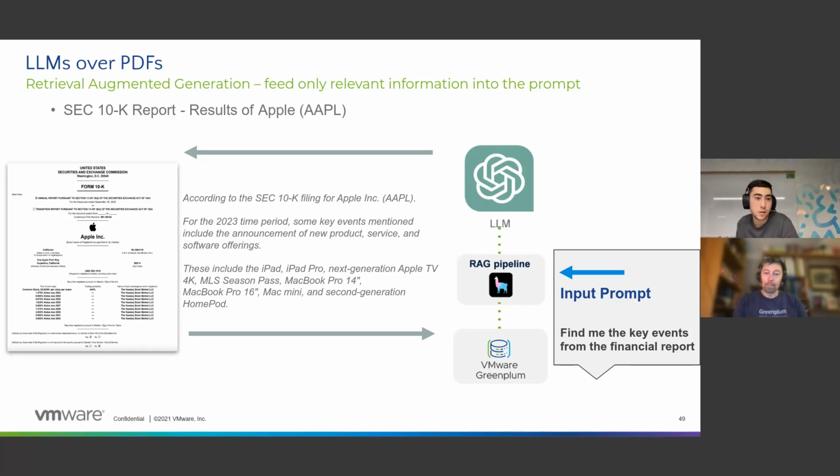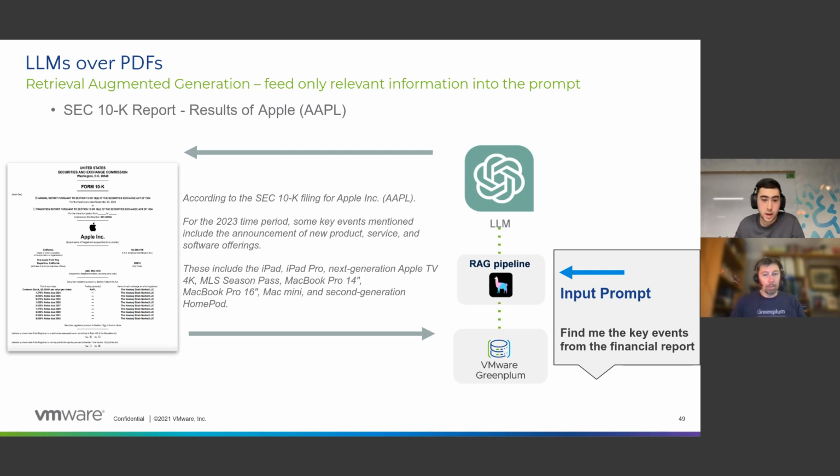As we can see here, we have this Apple financial report of 2023, and I have a question here. I'm saying, can you find the key events from these financial reports? And this RAG system is actually giving me some really nice answers, saying that Apple has many new products, new services, and new software offerings. So instead of spending the whole day reading this PDF, you can just leverage large language models and Greenplum to answer such questions within a few seconds.